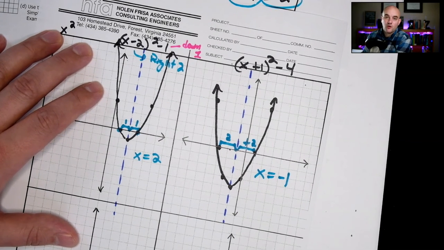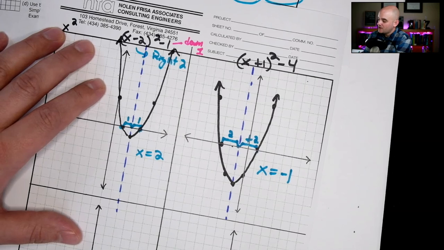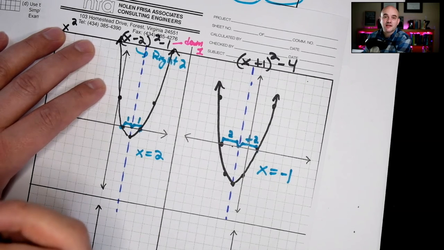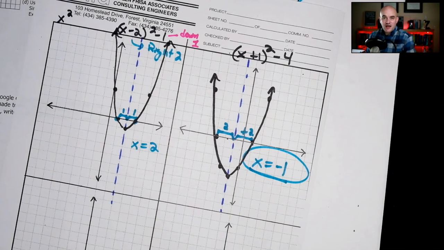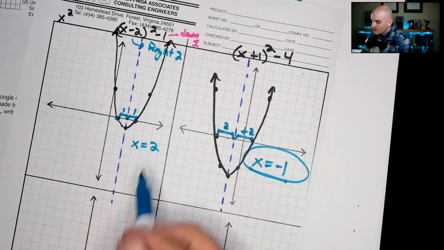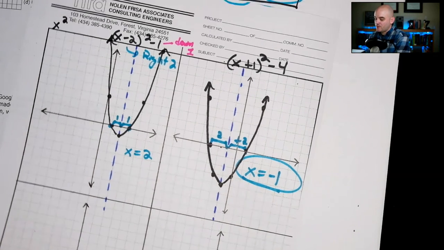By the way, on your homework, quiz, test, whatever, if you're in my class and I ask you for the axis of symmetry, I want an equation. Don't tell me -1. I don't know if you're talking about y equals -1 or x equals -1 or just a random number -1. I want the equation of a vertical line. So it should be x equals a number, okay? If you don't, you're going to get some points taken off. So please write out x equals whatever that equation is. So x equals 2 for the first one, x equals -1 for the second one.